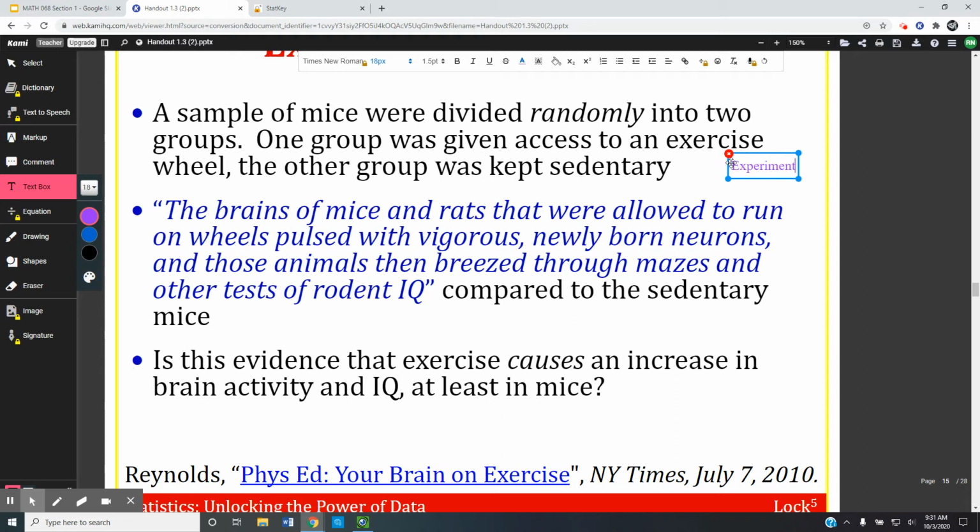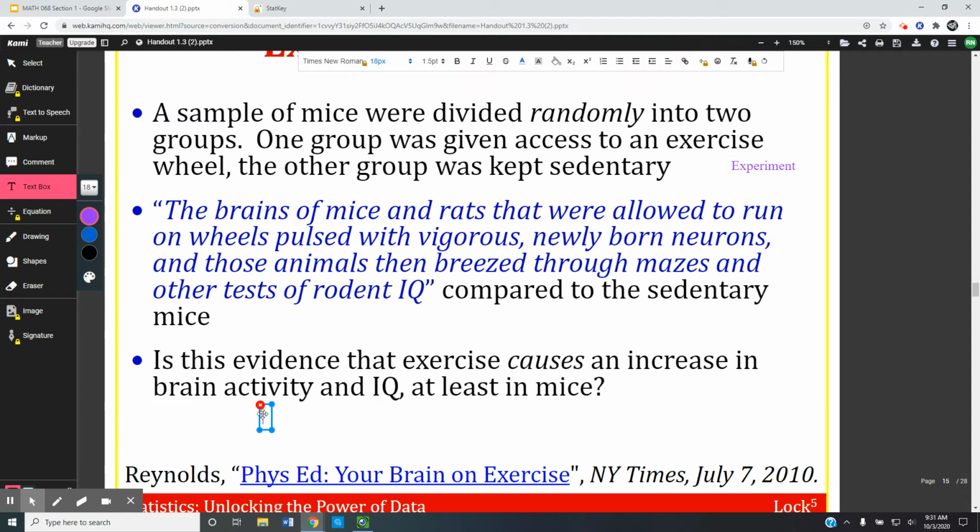It says the brains of mice and rats that were allowed to run on the wheel pulsed vigorously with newly born neurons, and those animals then breezed through mazes and other IQ tests of rodents compared to the sedentary mice group. Is this evidence that exercise causes an increase in brain activity and IQ tests, at least in mice? It has to say that because it can't say people, because we didn't do it on people, we did it on mice.